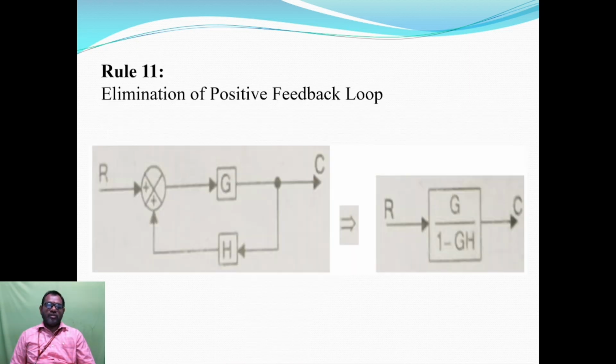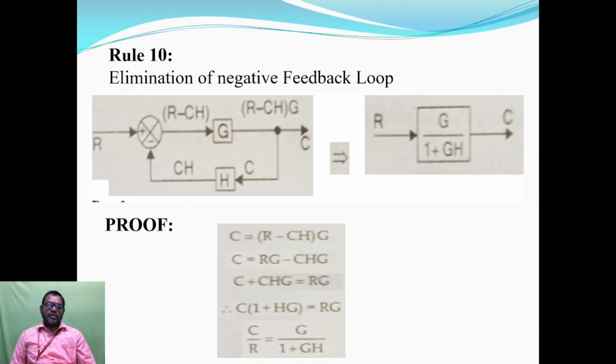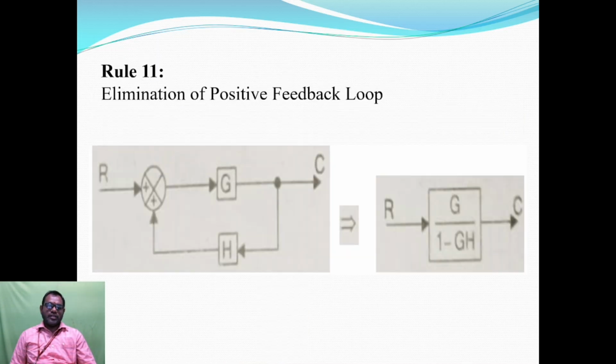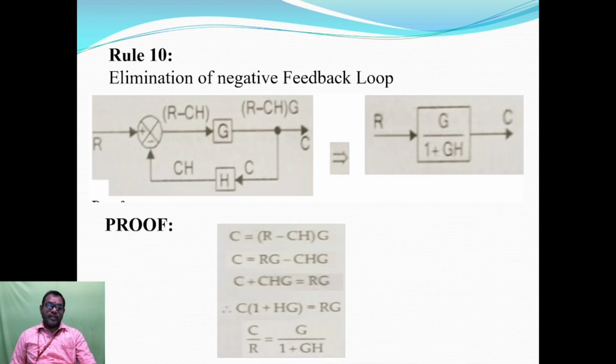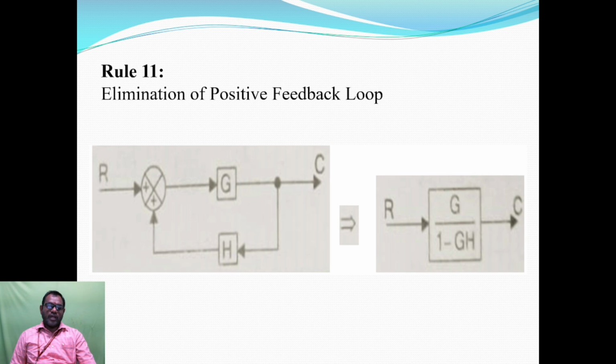Next, rule number 11 is used for the elimination of the positive feedback loop. Here, instead of negative feedback, we are going to eliminate positive feedback. In the negative feedback loop the summing point has a minus sign, and in the positive feedback loop both inputs of the summing point are positive. R and H are both positive, and C is equal to the output of G, into the error signal.